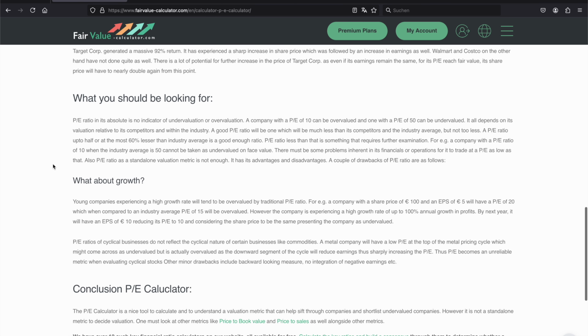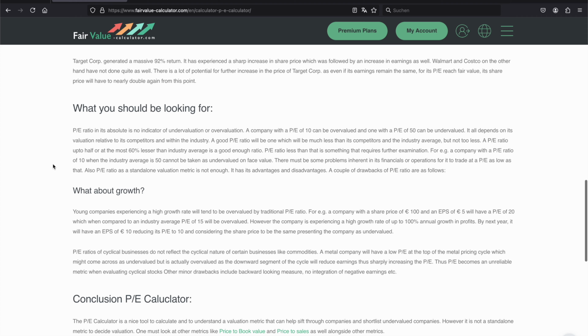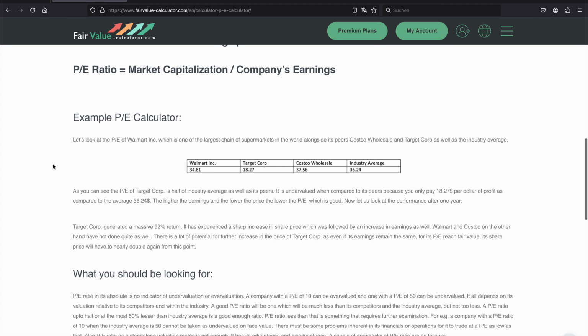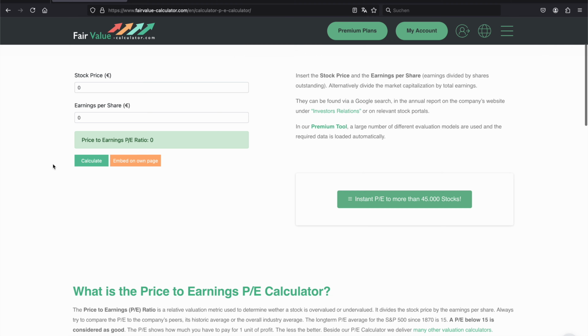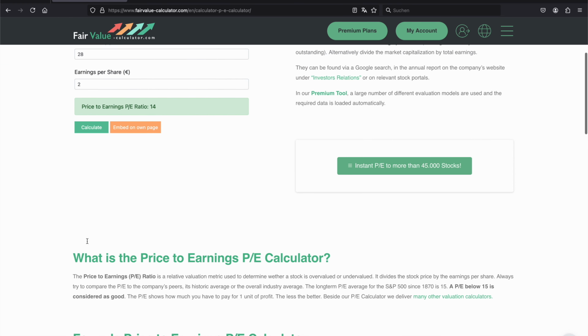To interpret the PE ratio effectively, it is essential to compare it to the industry average, historical ratios, and the overall market trend. The Fairvalue Calculator at fairvaluecalculator.com makes it easy to calculate the PE ratio. By entering the market price per share, which can be found on financial platforms like Yahoo Finance, and the EPS, which is available in company reports or financial summaries, you can instantly see the ratio. This allows for quick and efficient analysis without needing to do manual calculations.